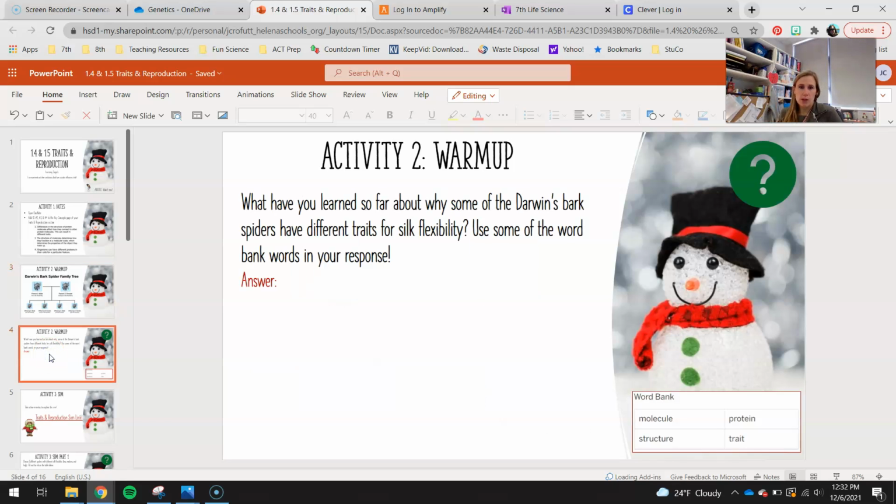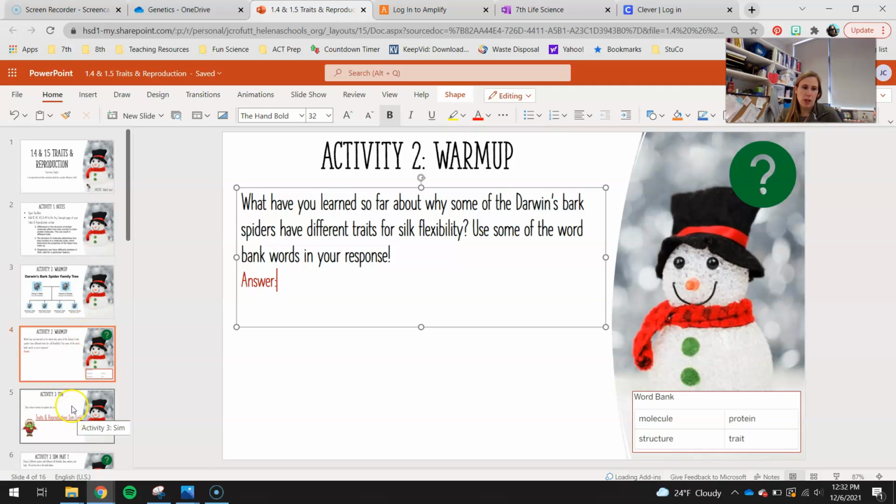Question: what have you learned so far about why some of the Darwin's bark spiders have different traits for silk flexibility? Use some of the words in the word bank for your response. Here is your little word bank down there. Make sure you use molecule, protein, structure, and trait to answer that question. Moving on, remember you can pause this at any point. The rest of this assignment will be all simulation.